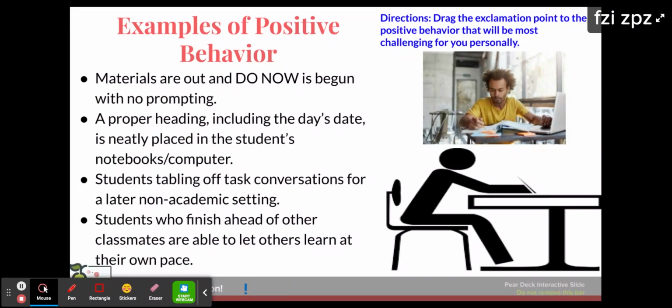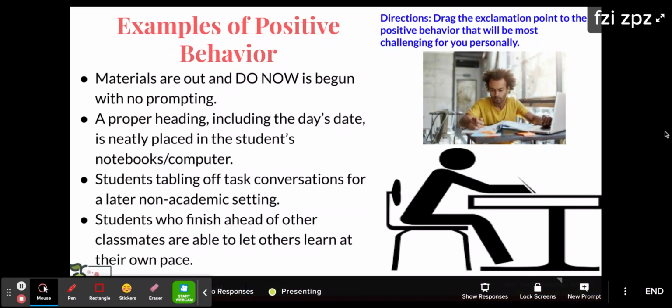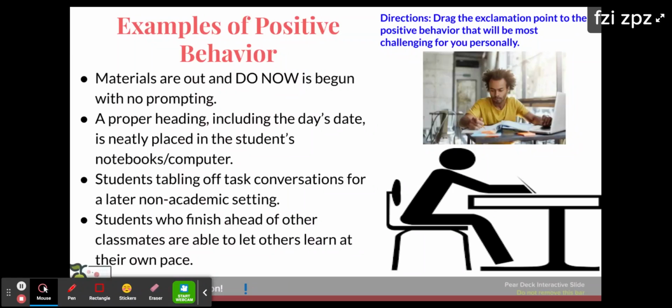So here are some examples of positive behavior. Materials are out, and the do now is begun with no prompting. A proper heading, including the day's date, is neatly placed in the student's notebook or computer. Students tabling off-task conversations for a later non-academic setting. Students who finish ahead of other classmates are able to let others learn at their own pace. So drag the exclamation point to the positive behavior that will be most challenging for you personally.